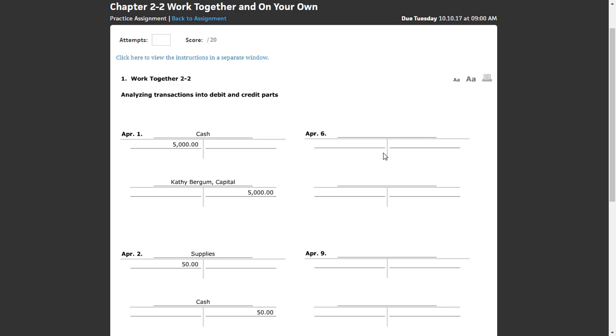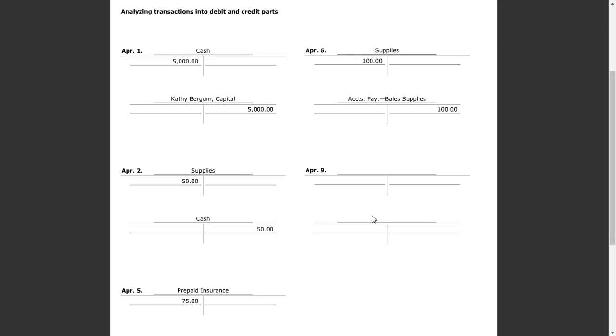So what is the increased side of supplies? Debit. So supplies is going to be listed first. Now, I am purposely saying these same questions over and over again because when you are doing accounting work, that's the questions that you need to ask yourself. Right now I'm trying to train you on how you should think through looking at each one of these transactions. Cash is going down $75. Supplies is being debited for $100 and accounts payable Bale Supplies is being credited for $100.